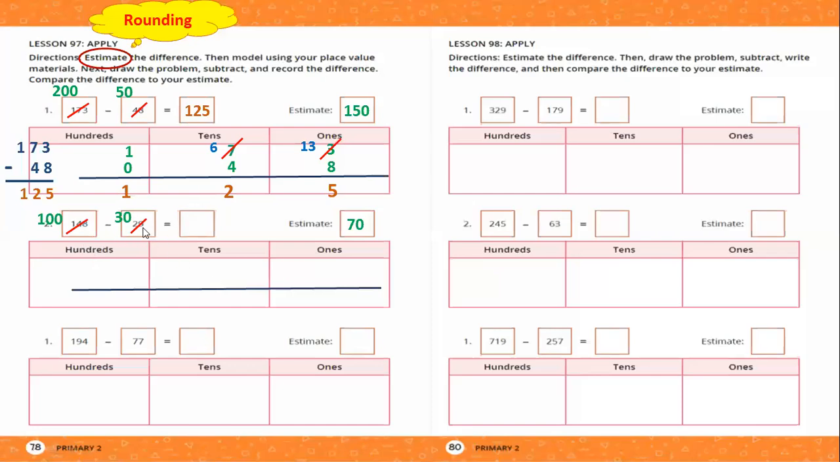Then we estimated 29. Does 29 round up or down? It rounds up to 30. That is the rounding strategy. So 100 minus 30 equals 70. So in this step, we just used the rounding strategy to estimate these two numbers. Okay, Salah? Now you understand?